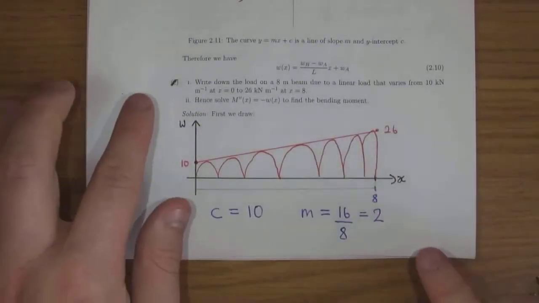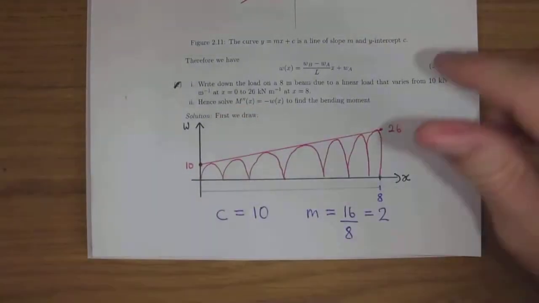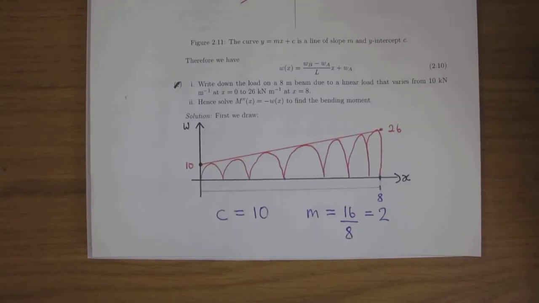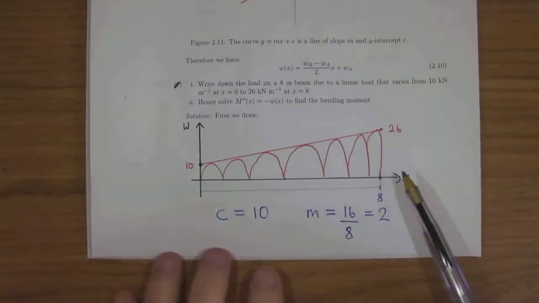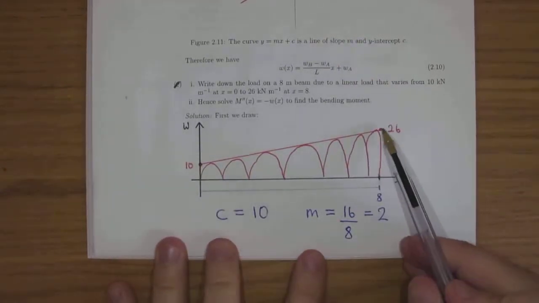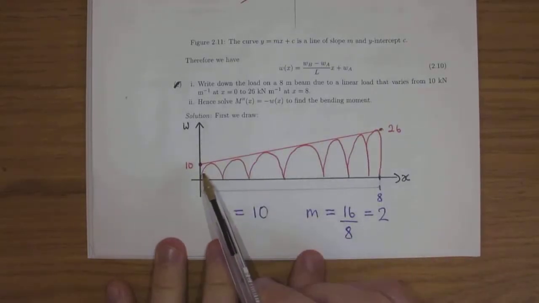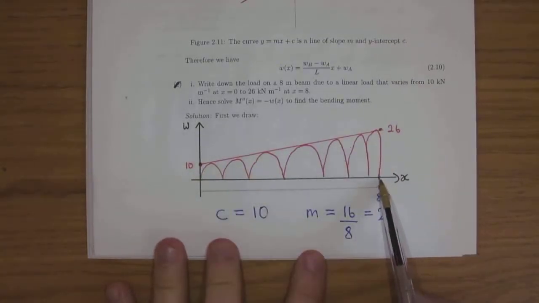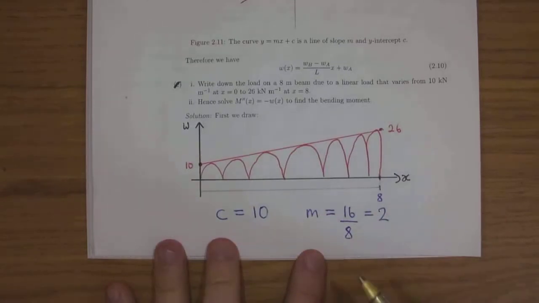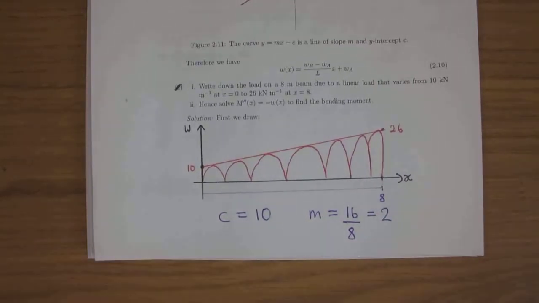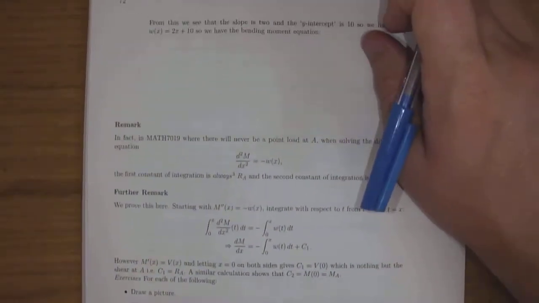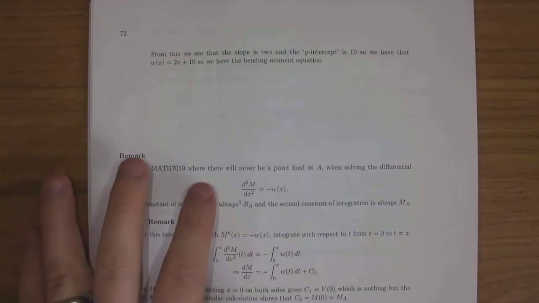If it was the other way around, how do you get from 26 to 10? You do minus 16 over 8. And funnily enough, you can actually go backwards if you want. From here to here, the rise is minus 16, but the run from 8 to 0 is minus 8. So you get minus 16 over minus 8, and minus divided by minus is plus anyway. So from this, we see the slope is 2 and the y-intercept is 10.